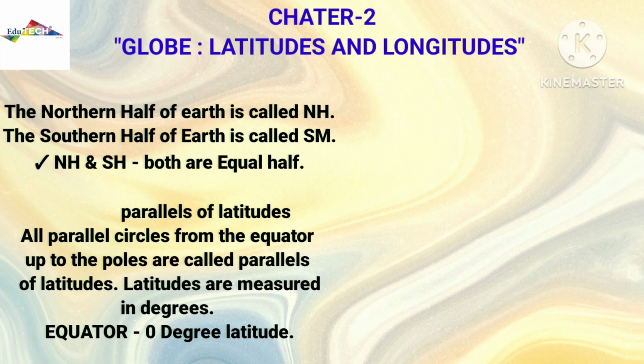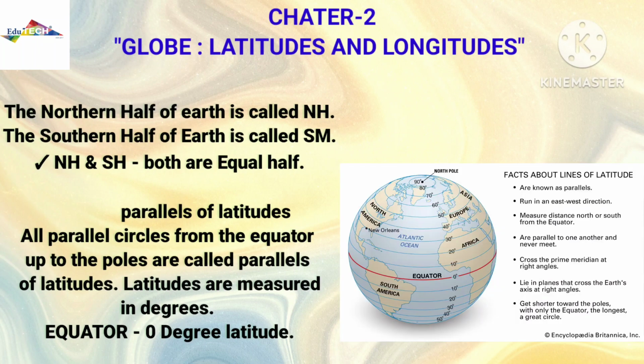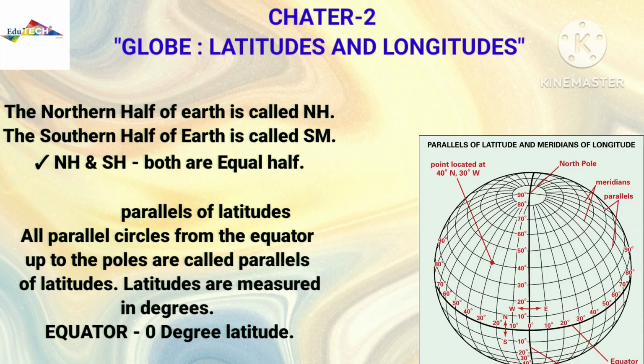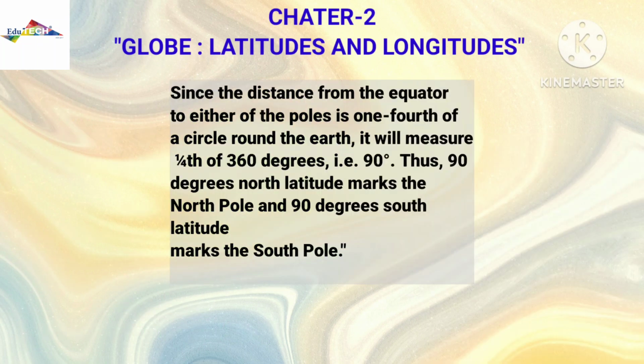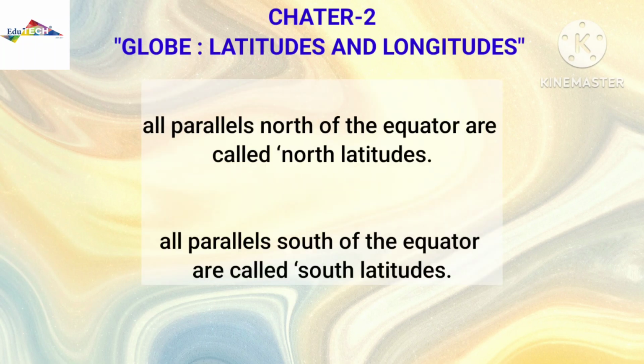What are the parallels of latitude? All parallel circles from the equator up to the poles are called parallels of latitude, and latitudes are measured in degrees. The equator is 0 degree latitude. Since the distance from the equator to either of the poles is 1/4 of a circle around the earth, it will measure 1/4 of 360 degrees, that is 90 degrees. Thus, 90 degrees north latitude marks the North Pole and 90 degrees south latitude marks the South Pole.